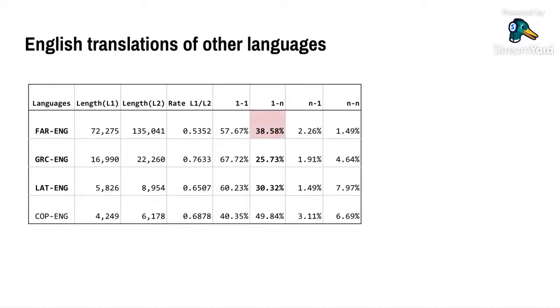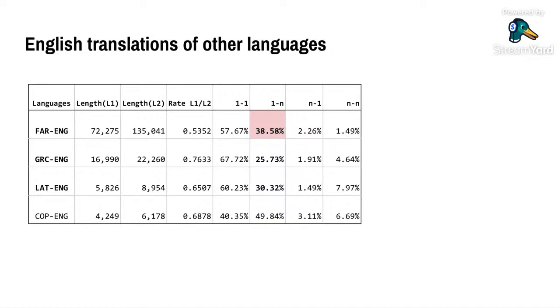For Farsi, however, the one-to-many rate was definitely interesting because it is by far the highest for this category. It's almost 40%, which is definitely a big number. And it is in general also a much higher average across the board. And it is definitely confirmed by the fact that the length of the corpus in English is almost double the length of the corpus in Farsi.